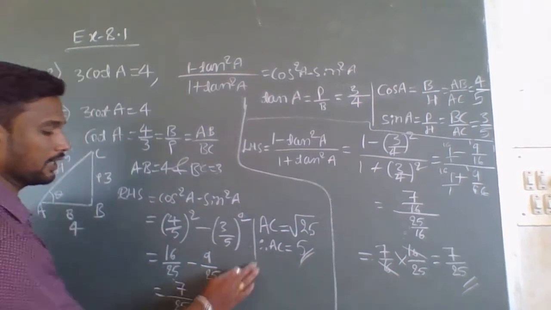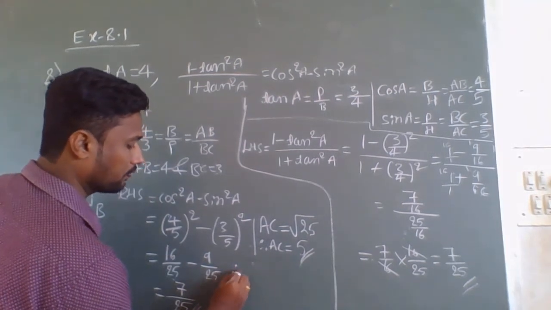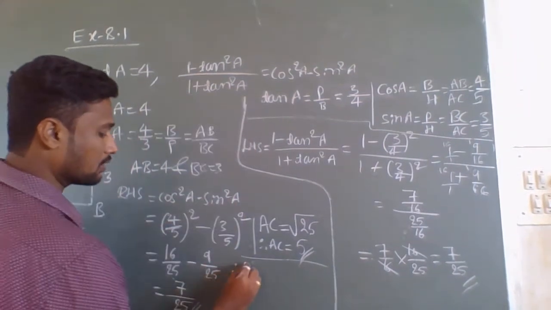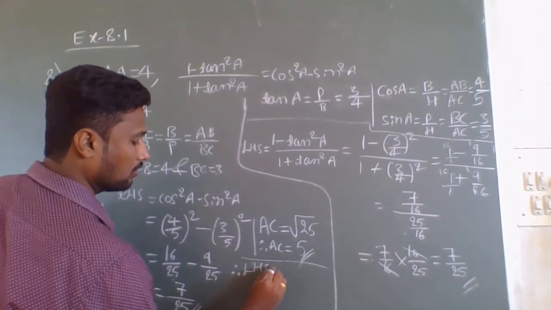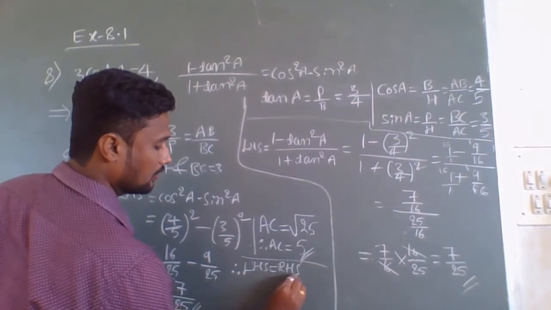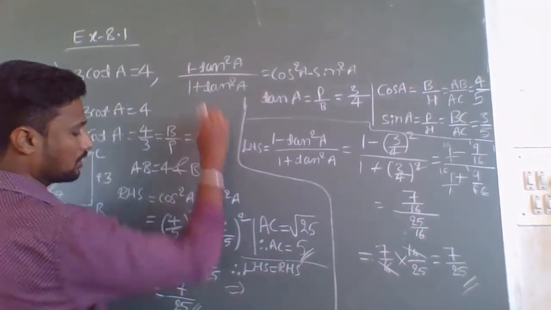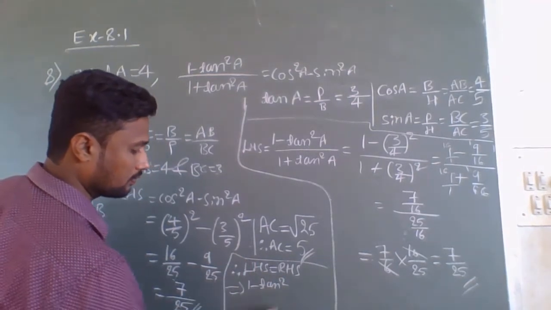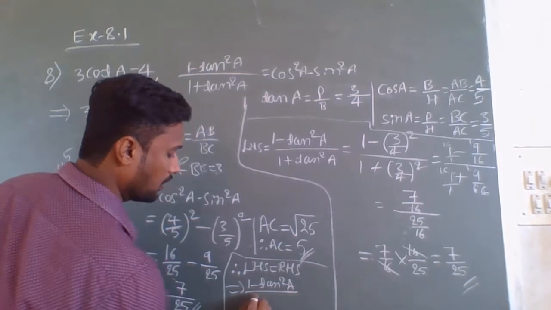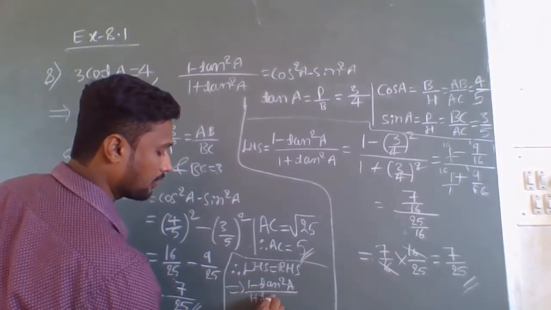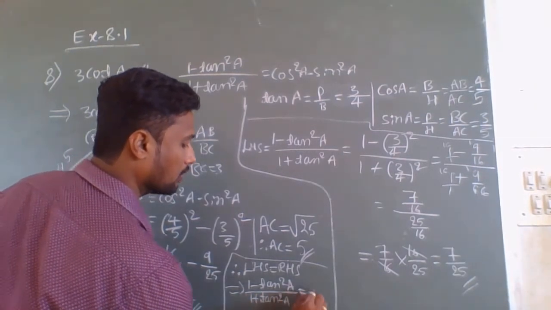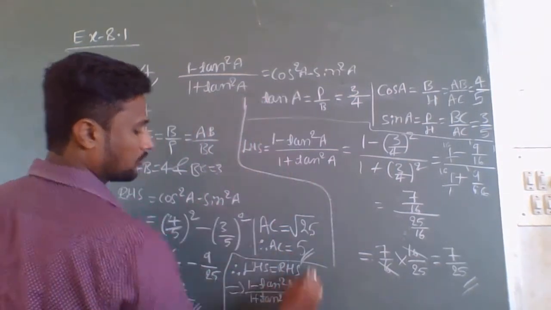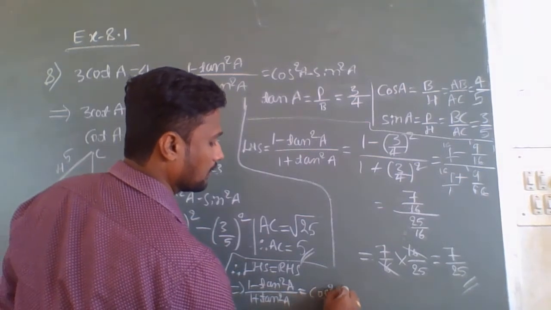So therefore we can write, what they have given, LHS is equal to RHS, which means 1 minus tan square A divided by 1 plus tan square A equals cos square A minus sin square A.